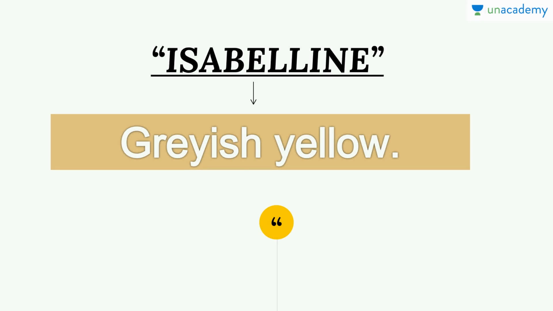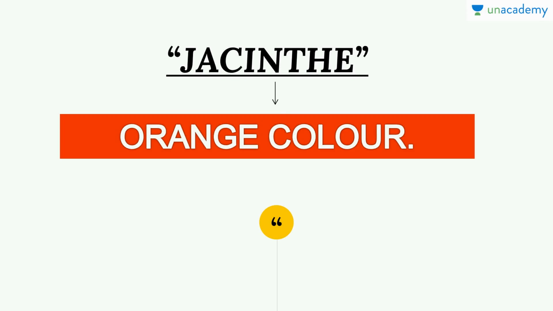Now the first word that we have for today is isabeline, which means grayish yellow. So a grayish yellow color is isabeline, and the next word that we have is jacinth. Now jacinth is not the correct pronunciation, it's jacinth, and it is another word for orange color. Now this is interesting. Have you ever thought that orange color would have such a word used in place of it? But there is. So yeah, this is the word and this is how we use it.